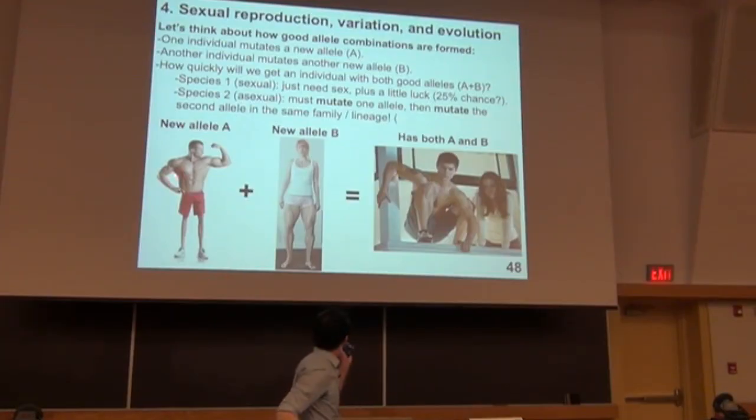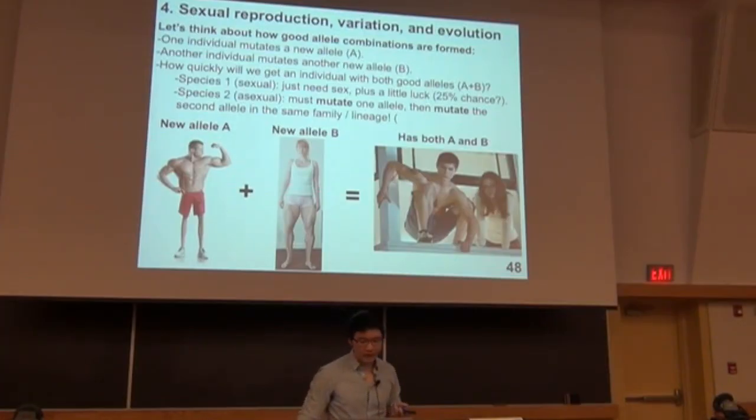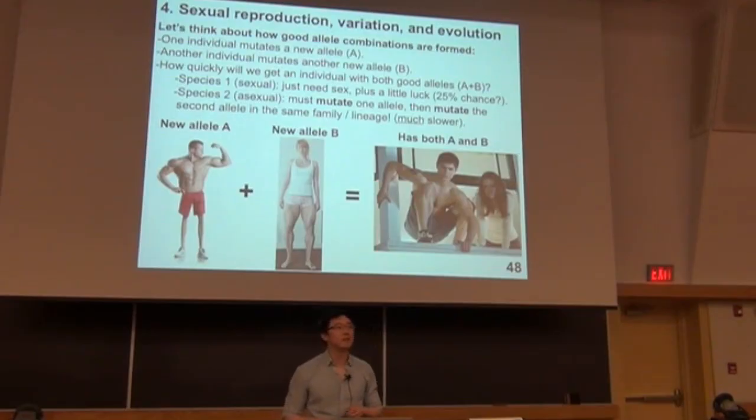Okay? So this lineage, after mutating allele A, has to wait and wait and wait and hope that allele B also mutates in that lineage, because there's no way of getting this allele. That one's only in that lineage. Okay? So that takes much, much, much longer. Think about random mutation creating strong lower body. That could take millions of years rather than just one generation. That kind of makes sense?